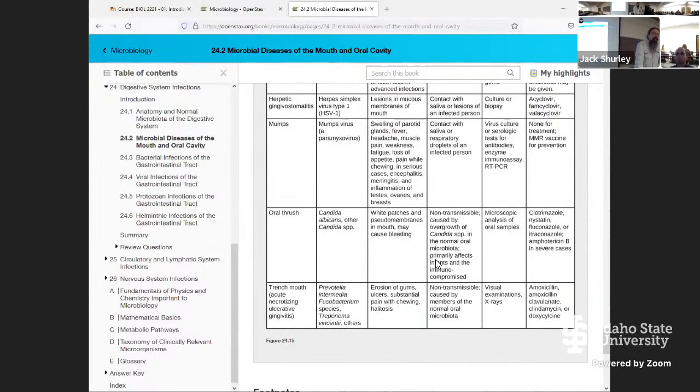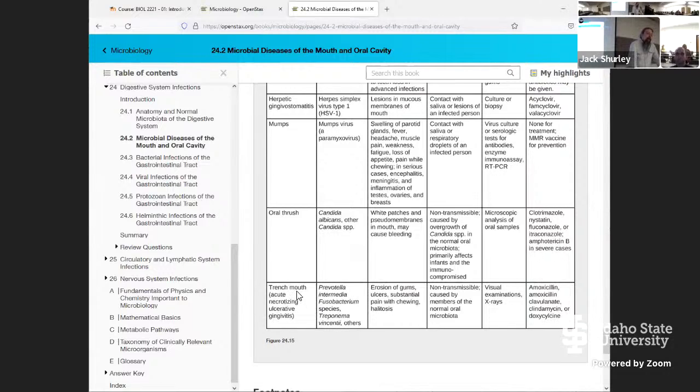Thrush, we started with, and the Candida albicans. There are some others, but albicans is the main player when we think about that. So the white overgrowth, the pseudomembranous growth in the mouth, there are some potentials for some bleeding. And like I said, it is your normal flora. It's non-transmissible. It's stuff that you already got going on. So there are a few antifungals, dependent.